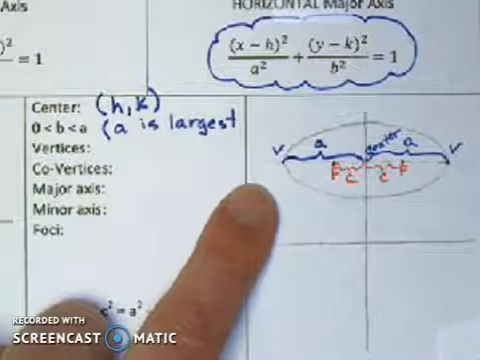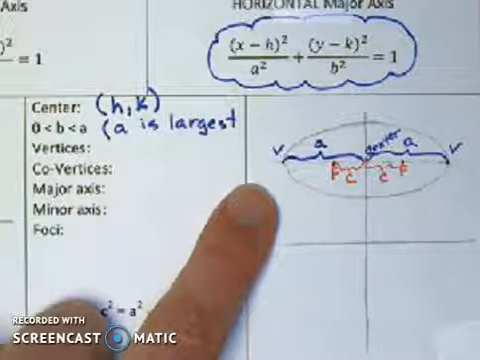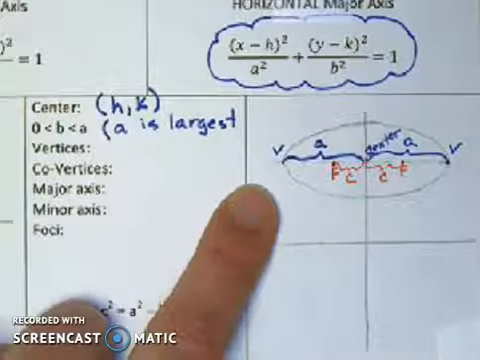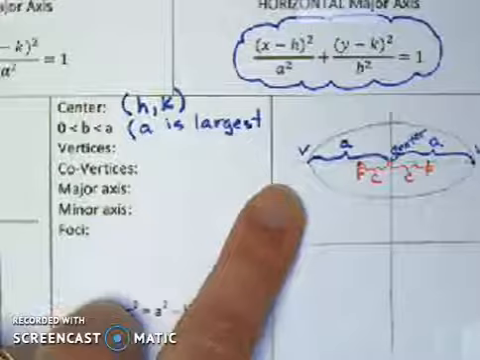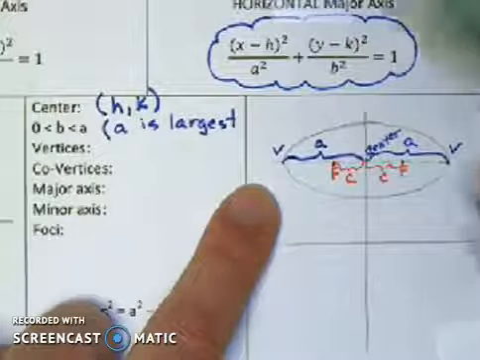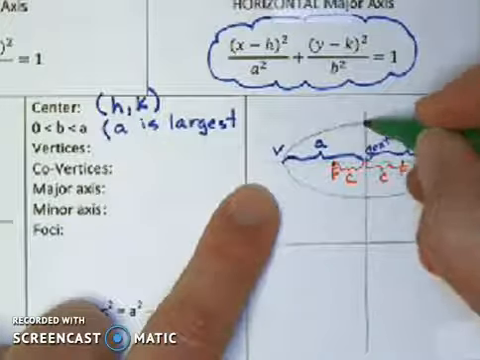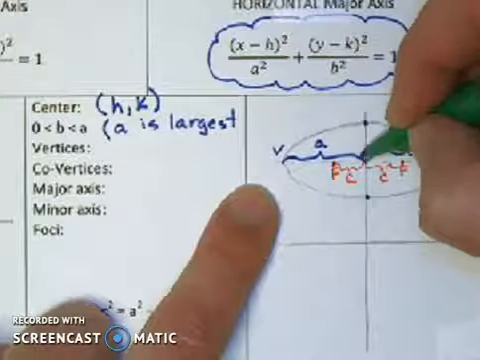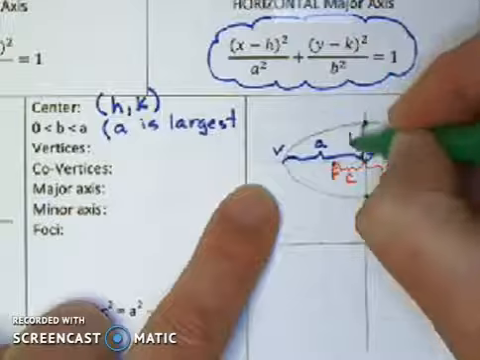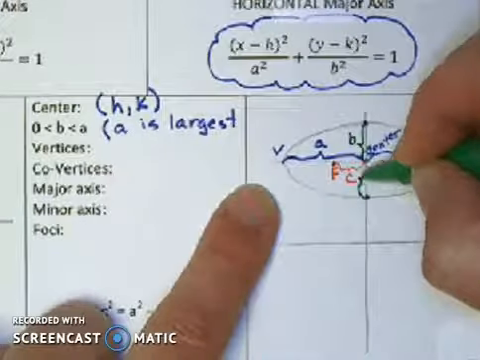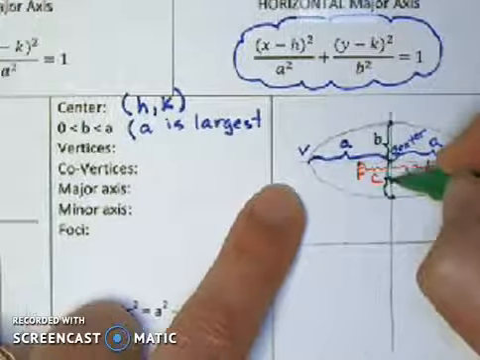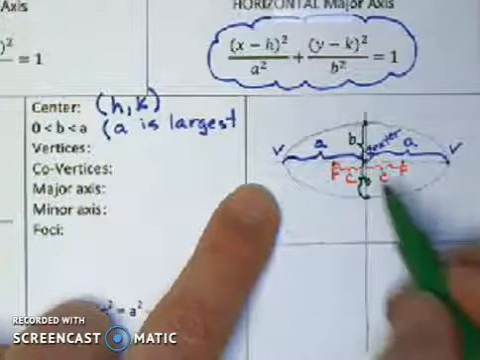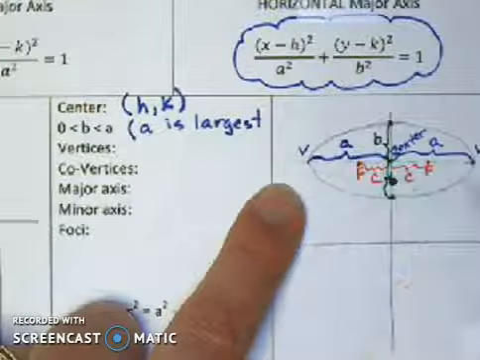I've got A and C, I've left out B. B goes to the minor axis, my co-vertices. So that would be right here and right here. That distance would be B. The more you play with these, the more you will see they are pretty easy to deal with. And they're fun. I love conics.